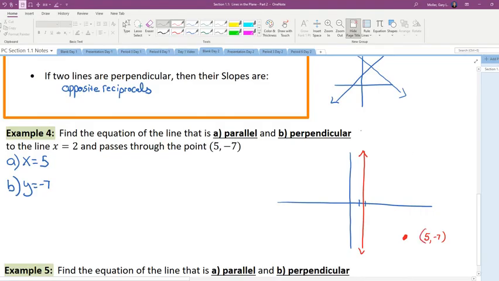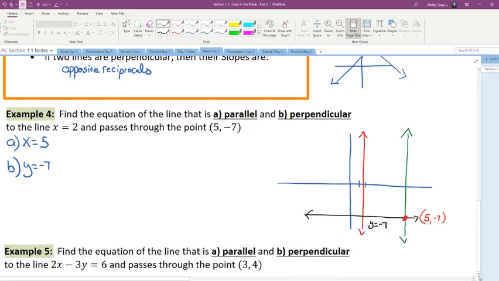And so that means the line in part A is going to be the vertical line to make it parallel, and so it's x equals 5. And then perpendicular to the red line would make it horizontal. And so horizontal going through that point would have to be the line y equals -7. And that's what we got.